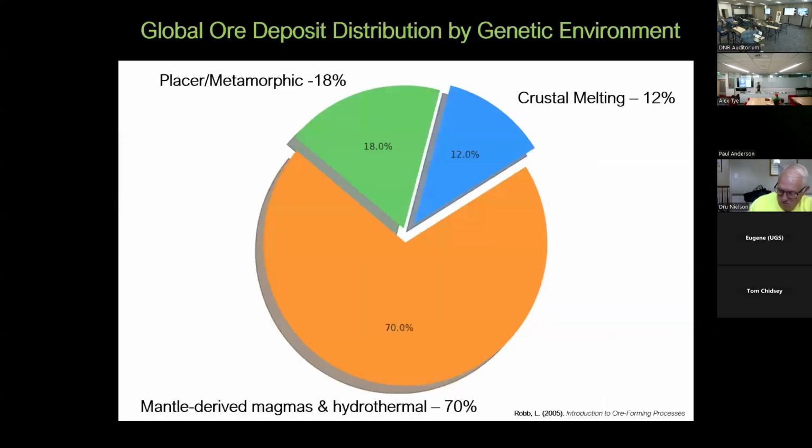And if you look at all of the ore deposits globally, what their environment was, about 82% are from magmatic sources. The rest are from placer deposits, sedimentary deposits, and some metamorphic deposits. So it's a high likelihood that these deposits at Silver Reef are from an igneous source.